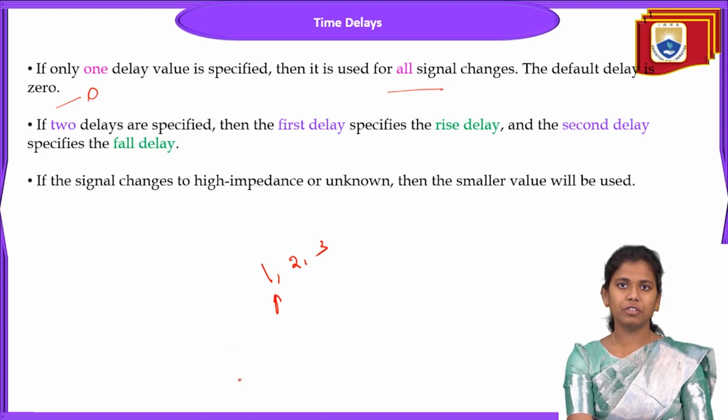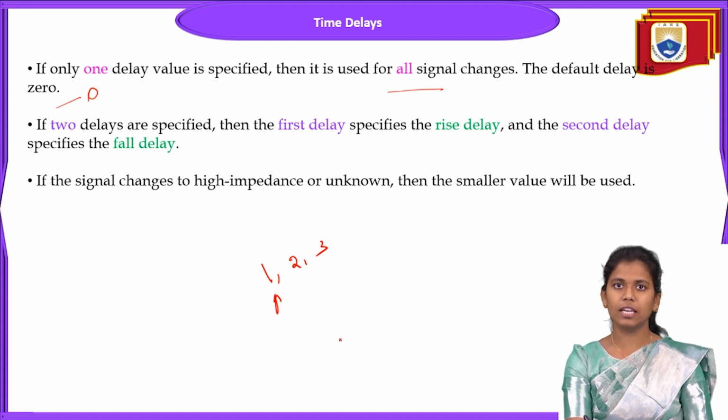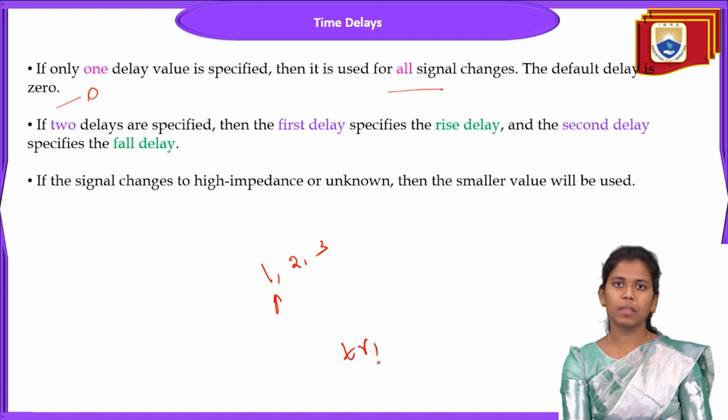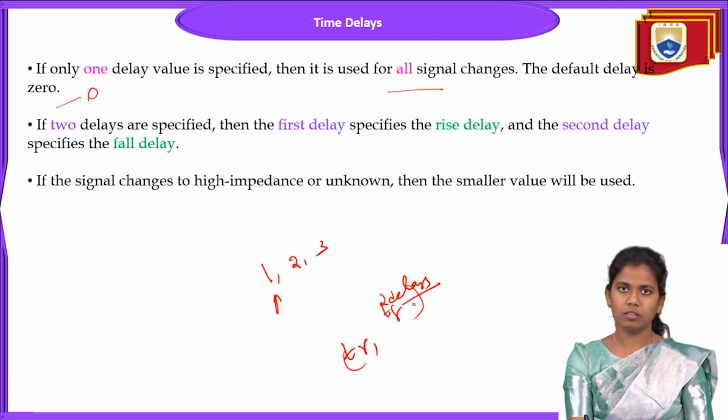And then if you have, for example, two delays, always remember that the first delay represents the rise time and the second delay represents the fall time. So the first delay is with respect to the rise time and the second delay is with respect to the fall time. So TR and TF. This is with respect to the two delay transition.